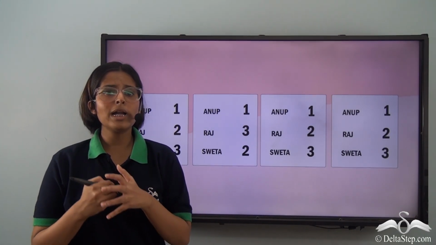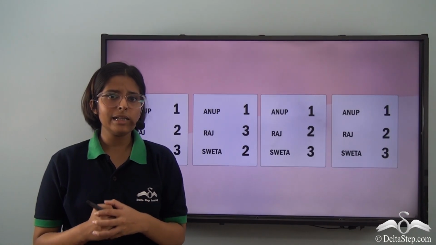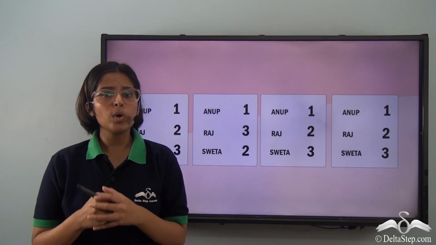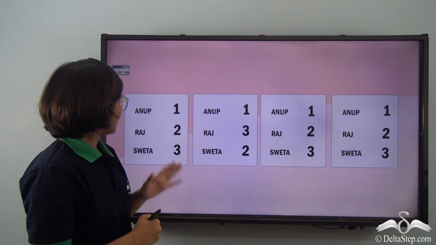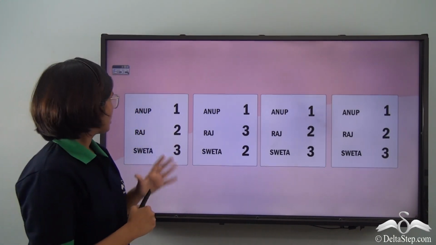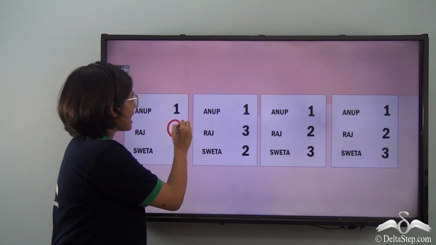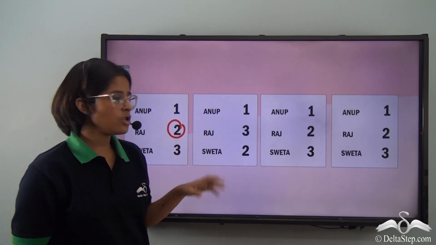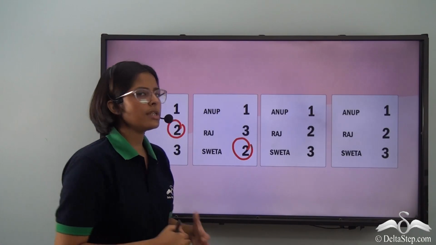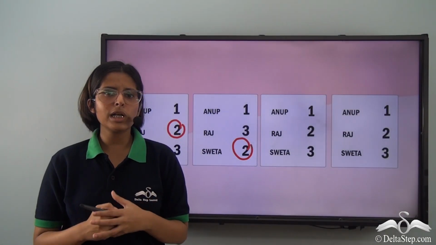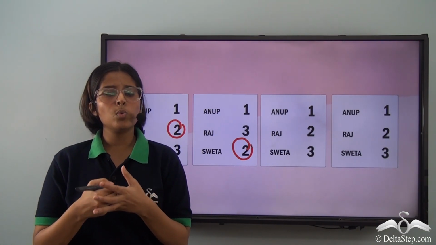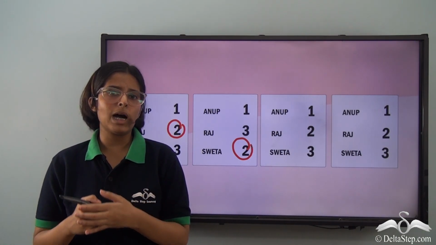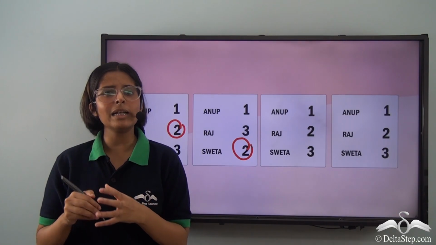All those who had ranked the eliminated candidate, that is Anup, as 1, we will be calculating their second preferences. So as we can see in this ballot sheet, Raj has been given the second preference, while in this sheet, Shweta has been given the second preference. So when we look at all of these ballot sheets who have marked Anup as 1, we will see who they have marked as their second preference and count them.